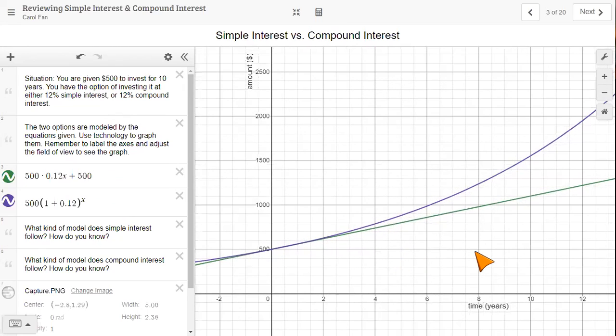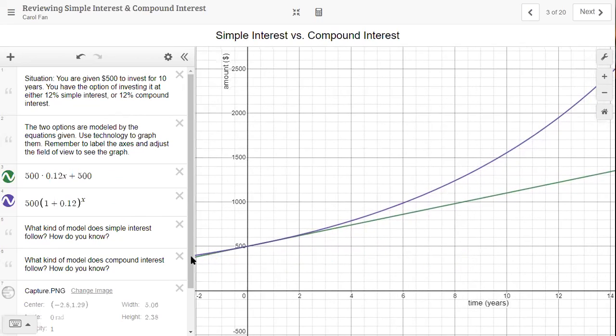Okay, now when I zoom out, we see that there are two differences. The first one, simple interest, is represented by the green line. This is a straight line, and based on the equation and based on the way the graph looks, I can say for sure this is a linear relation. So that means every month or every year, I'm getting the same amount of interest. So it's a very constant rate of change.